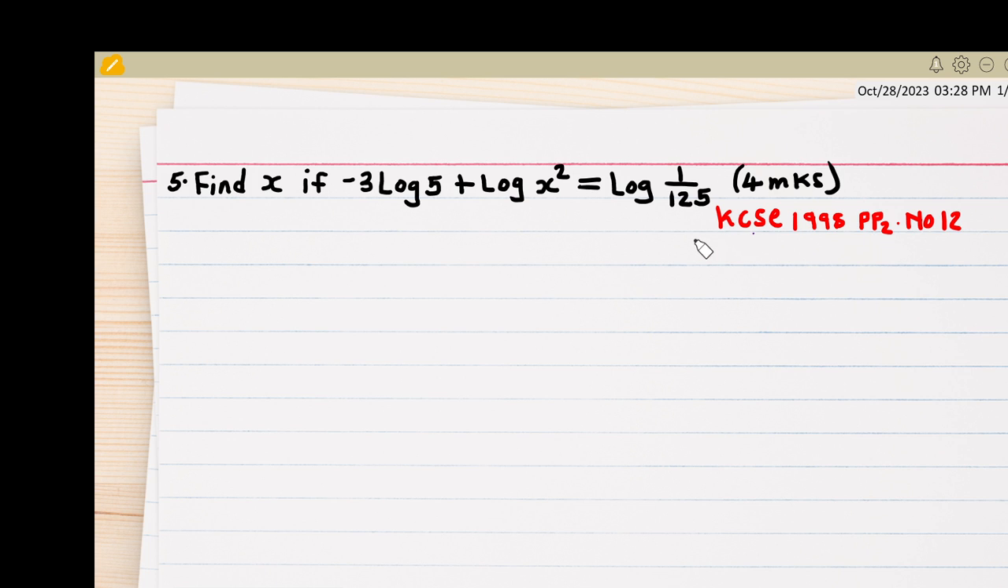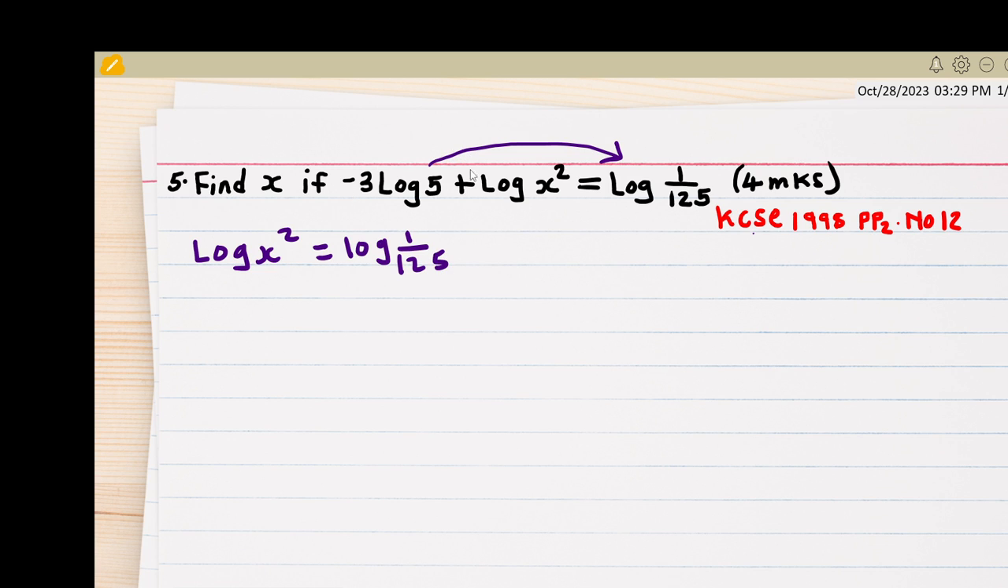It reads, find x if negative 3 log 5 plus the logarithm of x squared is equal to log 1 over 125. In order to solve this, the first thing I'm going to do is collect the like terms that do not have x. So I'm going to take negative 3 log 5 towards the right hand side, so I remain on the left hand side with the logarithm of x squared being equal to the logarithm of 1 over 125.